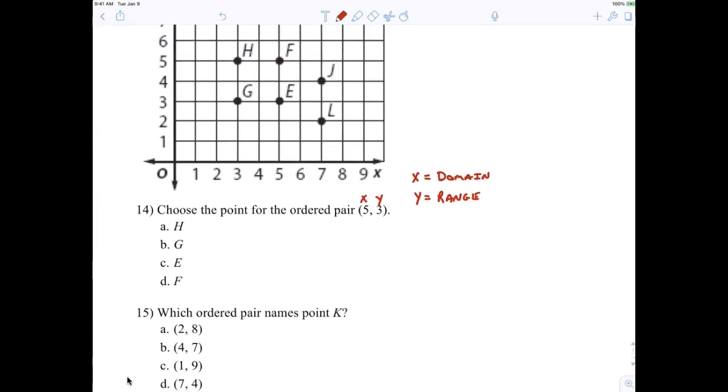All right, so what letter corresponds to 5, 3? Obviously. Yes, ma'am. Yes, I gotcha. Yes, very good. The correct answer is C. The letter it's describing is E. Is that helpful? All right, good.